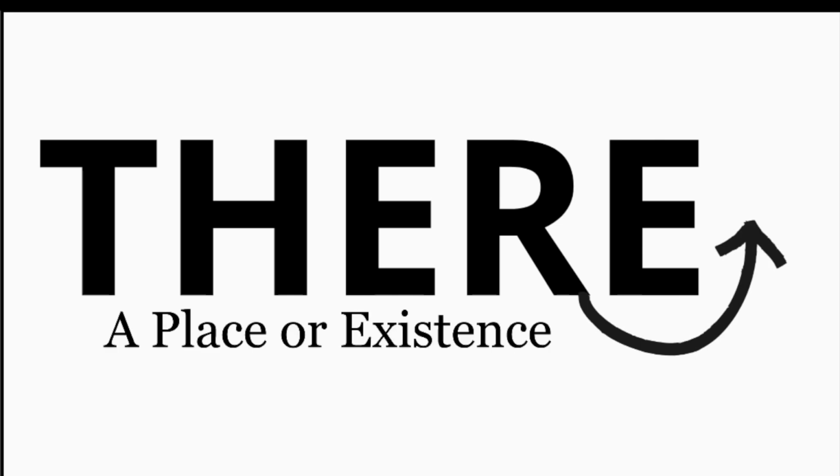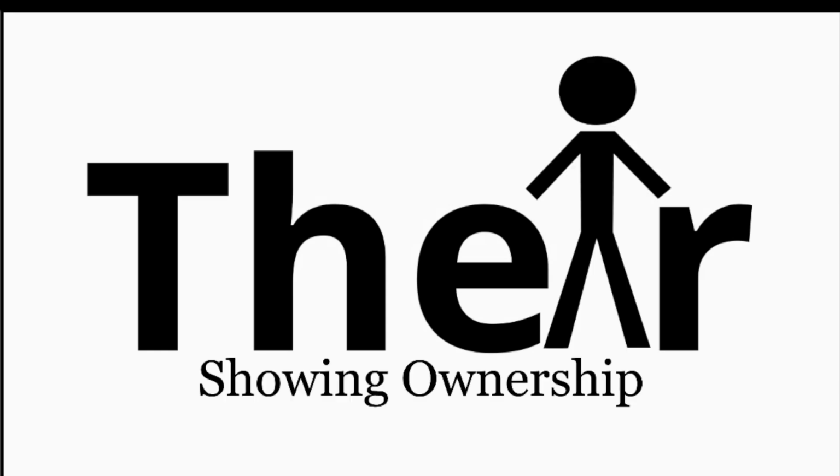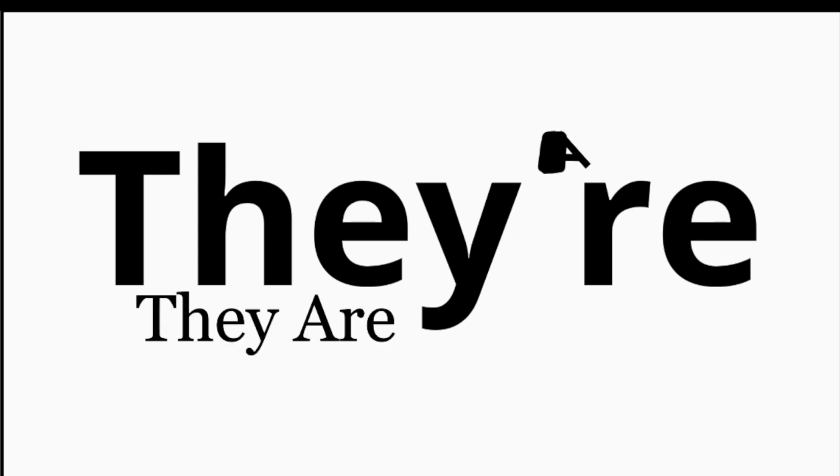So we have the word there, THERE. If you draw a little arrow at the end of the R to make it look like it keeps going, it'll help you remember a place or an existence. Then we have their, and we take away that I and make it a person. That can help us remember showing ownership. And then finally, they're with the apostrophe, if we change that apostrophe into an A like this, we can remember that this there stands for they are.